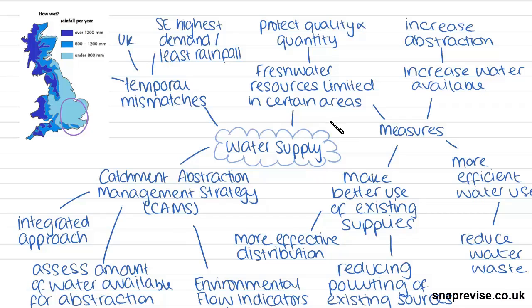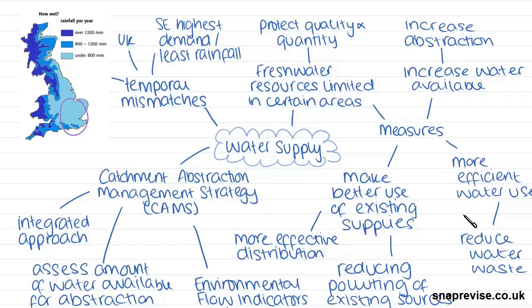So there's an increasing awareness that freshwater resources are limited in certain areas and at certain times, and they need to be protected both in terms of quality and quantity. So measures can be taken to avoid a worsening crisis in relation to water security, and the provision of adequate water supplies involves increasing the total amount of water available for use, for example, by increasing abstraction, although there are some negative implications of this as well, but these are just some measures that can be taken.